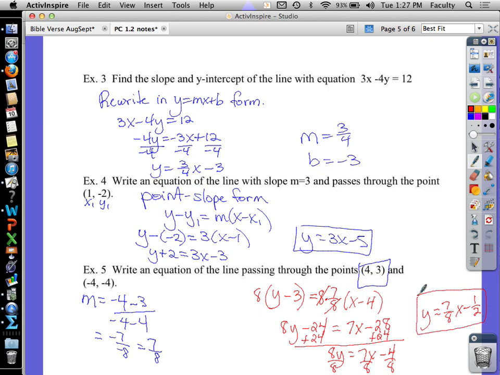And something I'd like you to practice this year is stopping and thinking about your answer. Does your answer make sense? We found a slope of 7/8. If you did this and got y equals 7x, there should be a red flag that says, uh-oh, we made a mistake somewhere. So really pause when you're done with a problem and think about it.